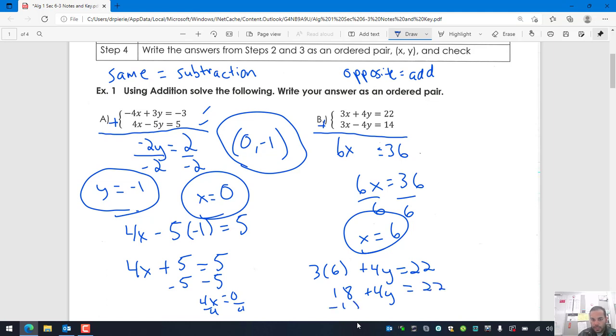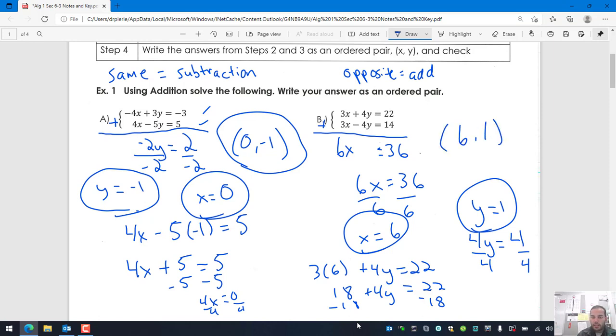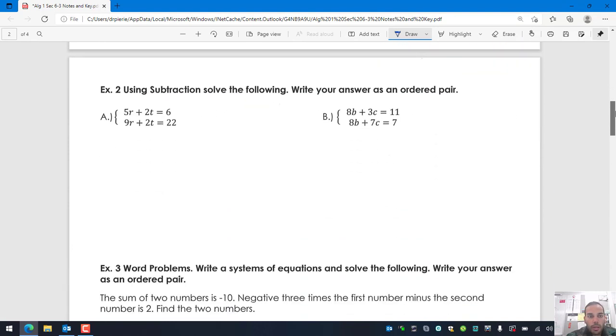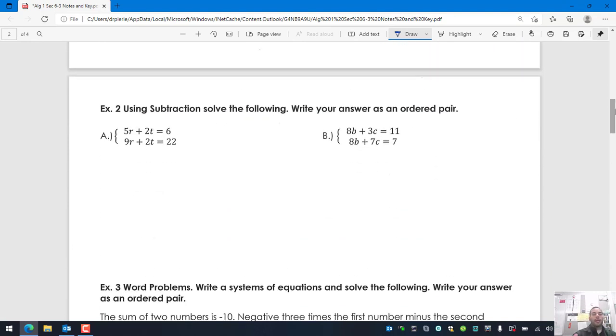Subtract 18 from both sides. Up here I'll have 4y is equal to 4, I believe. Divide both sides by 4. And I should get y equals 1 as my answer. And then obviously write this thing as an ordered pair. The point at which these two lines intersect is 6, 1. Okay, so those are a few examples using addition. Now let's use subtraction. Okay, using subtraction, solve the following.